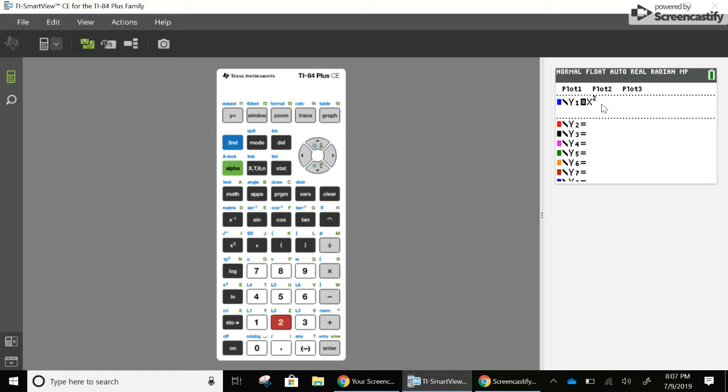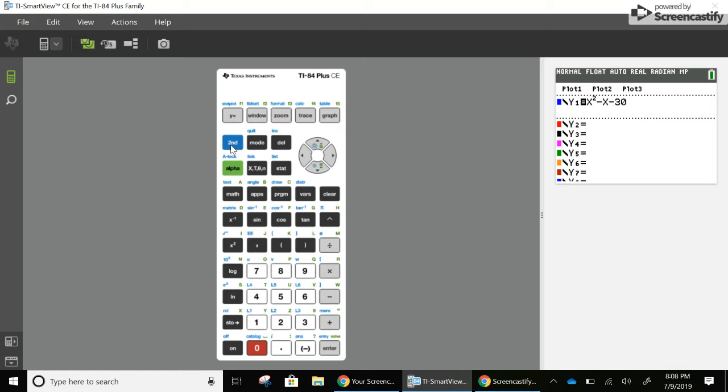Now, if you notice over here, there is a little blinking arrow. That's telling you to hit this arrow on the keyboard, and it will get you out of the exponent. Then we're going to say minus x, and then subtract 30. So we put our equation in now.